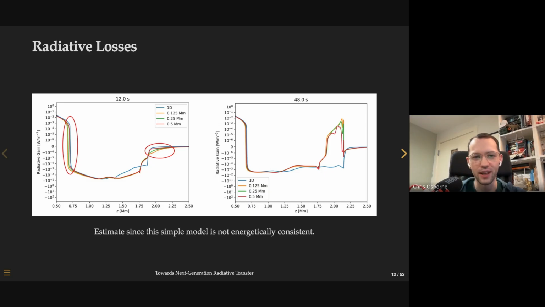This is for that case, that time we were looking at with the calcium 8542 line, where we just turned the beam off, and the upper chromosphere cooling rates vary quite significantly. And here, this is the late time, where the plane parallel model throughout this whole upper chromospheric region has a different sign in its radiative loss versus gain function than the 2D models do.